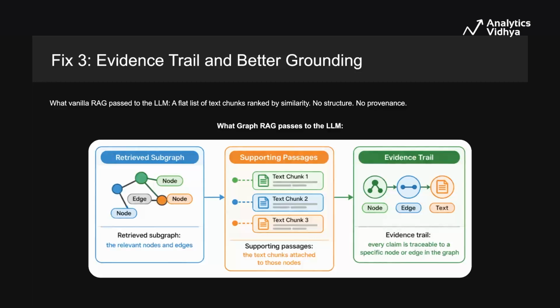In vanilla RAG, the LLM receives a flat list of text chunks ranked by similarity. No structure, no provenance, no way to trace where a claim came from. But in Graph RAG, the LLM receives a retrieved subgraph showing the relevant nodes and edges, the supporting text passages attached to those nodes, and a full evidence trail where every claim is traceable back to a specific entity or relationship in the graph. This directly addresses chunk loss because answers are attached to entity nodes and retrieved as a complete unit, not split by arbitrary boundaries. And it addresses ambiguity because entity resolution happens in the graph at indexing time, before retrieval even begins. The LLM is now reasoning over structure, not just text similarity.